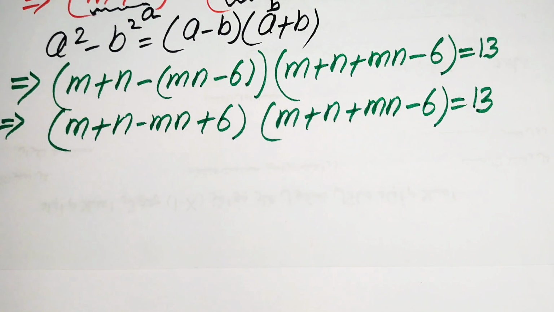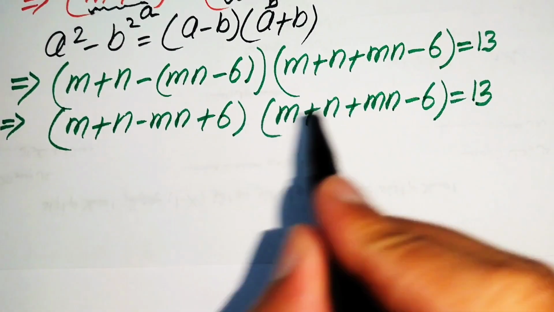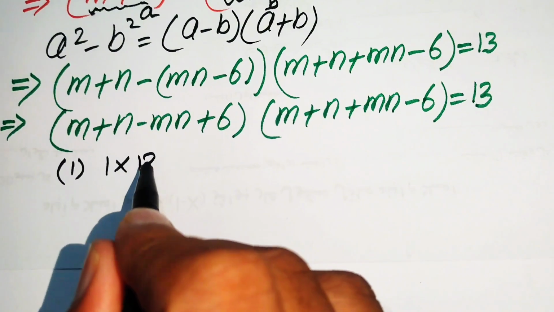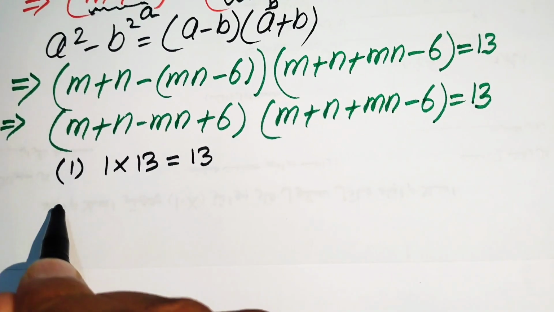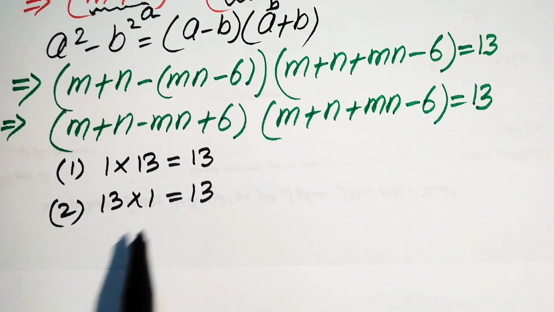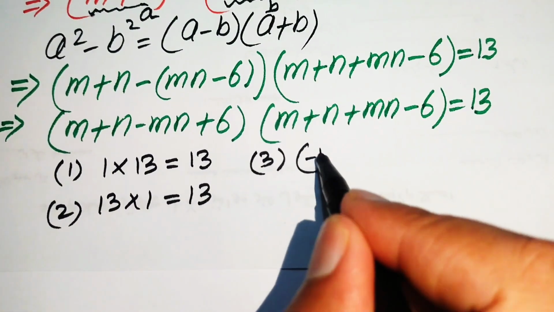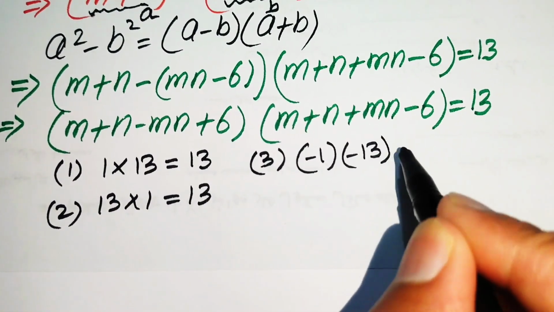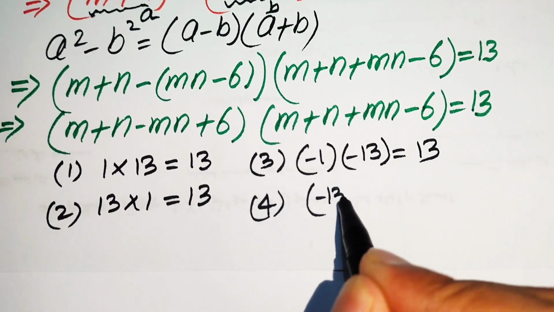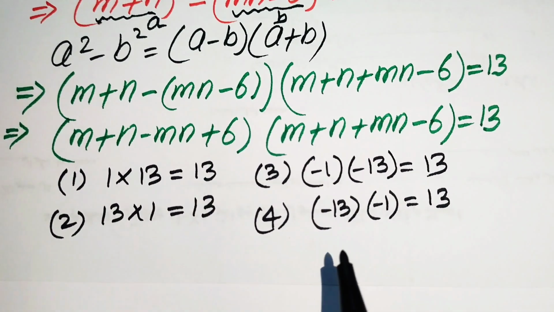So now first we make the possibilities in which the product of two numbers is 13. So here we have some possibilities. The first possibility is 1 times 13 equals 13, and our second possibility is 13 times 1, which is also 13. And our third possibility is minus 1 times minus 13, which is also plus 13, and here we have minus 13 times minus 1, which is also plus 13. So here we have these four cases.